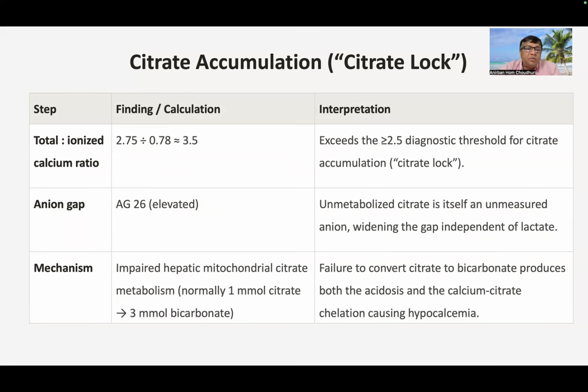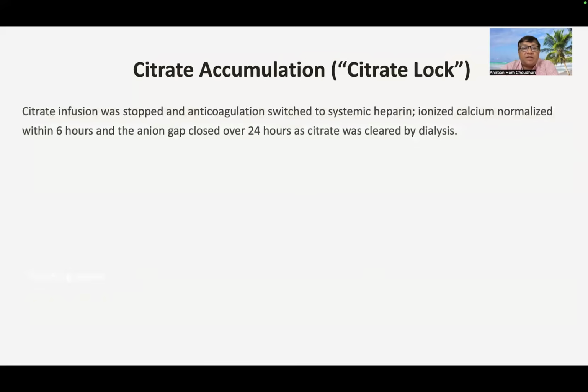Normally 1 millimole of citrate leads to around 3 millimoles of bicarbonate. So failure to convert this citrate to bicarbonate produces both acidosis as well as calcium chelation, citrate chelation, leading to hypocalcemia. So this has to be interpreted from the ABG correctly in the context of this patient and the ratio of total to ionized calcium for further correction.